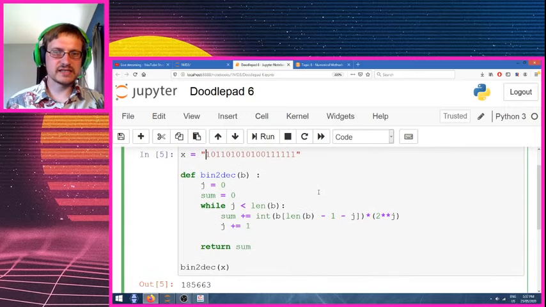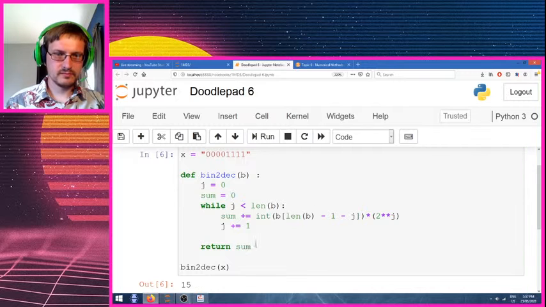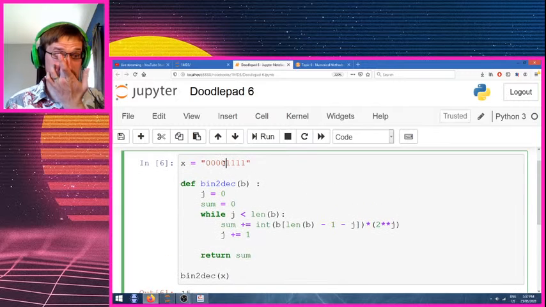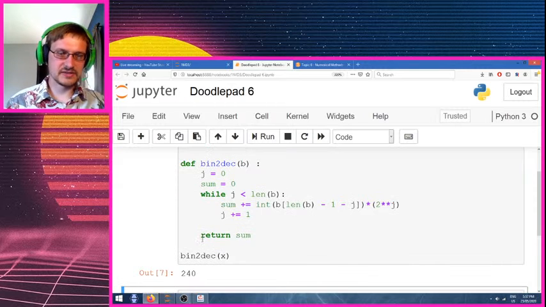Oh, we should test to see if this is little or big endian, shouldn't we? So, 15, yes, so that's big endian, because that is bigger.